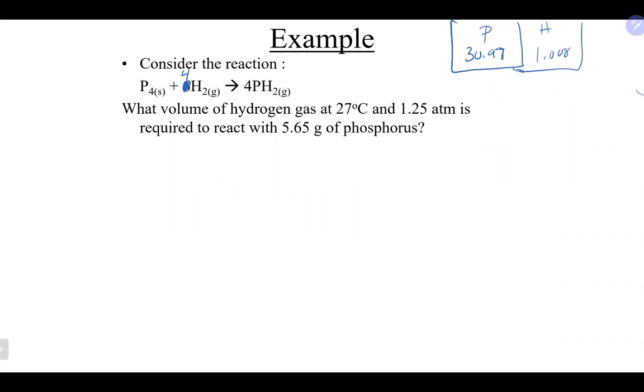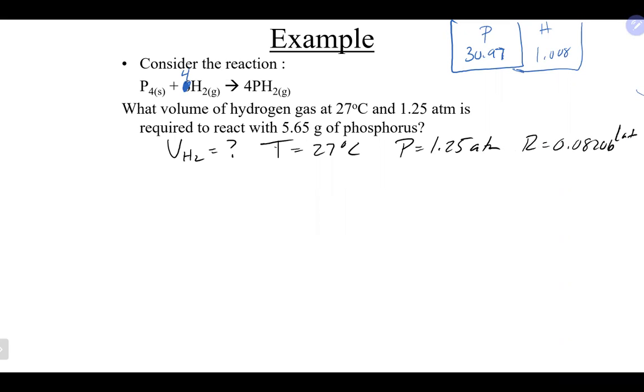Okay, let's take a look. We're going to pull out some information here. We're looking for the volume of hydrogen gas. We do have the temperature, which is 27 degrees Celsius, and we do have the pressure, which is 1.25 atmospheres. Remember, we really always have R as well if necessary, which it will be in this case.